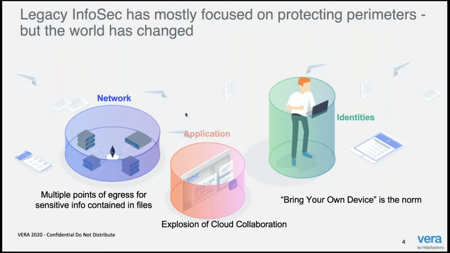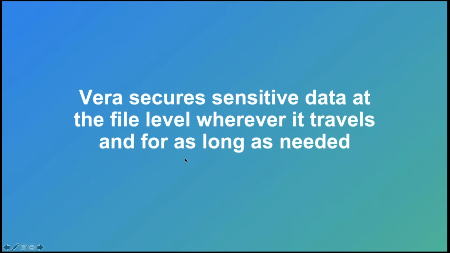So not only do you have multiple points of ingress into your network, you have multiple points of egress for information contained in these files. Cloud collaboration, bring your own device, lots of different ways for data to get in and out. And again, a lot of times it's by necessity that this data is leaving the organization.